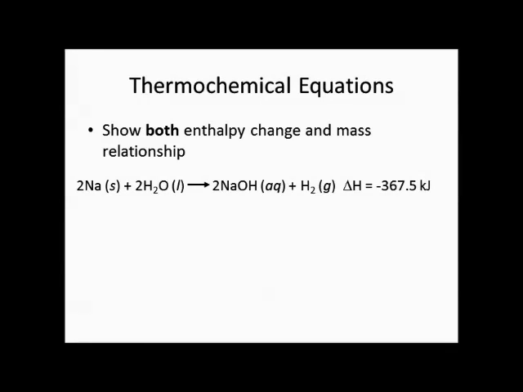Thermochemical equations show both the enthalpy change and the mass relationship for a given chemical reaction. For example, look at this equation. 2Na plus 2H2O reacts to form 2NaOH plus H2. The change in enthalpy in this case is minus 367.5 kilojoules.